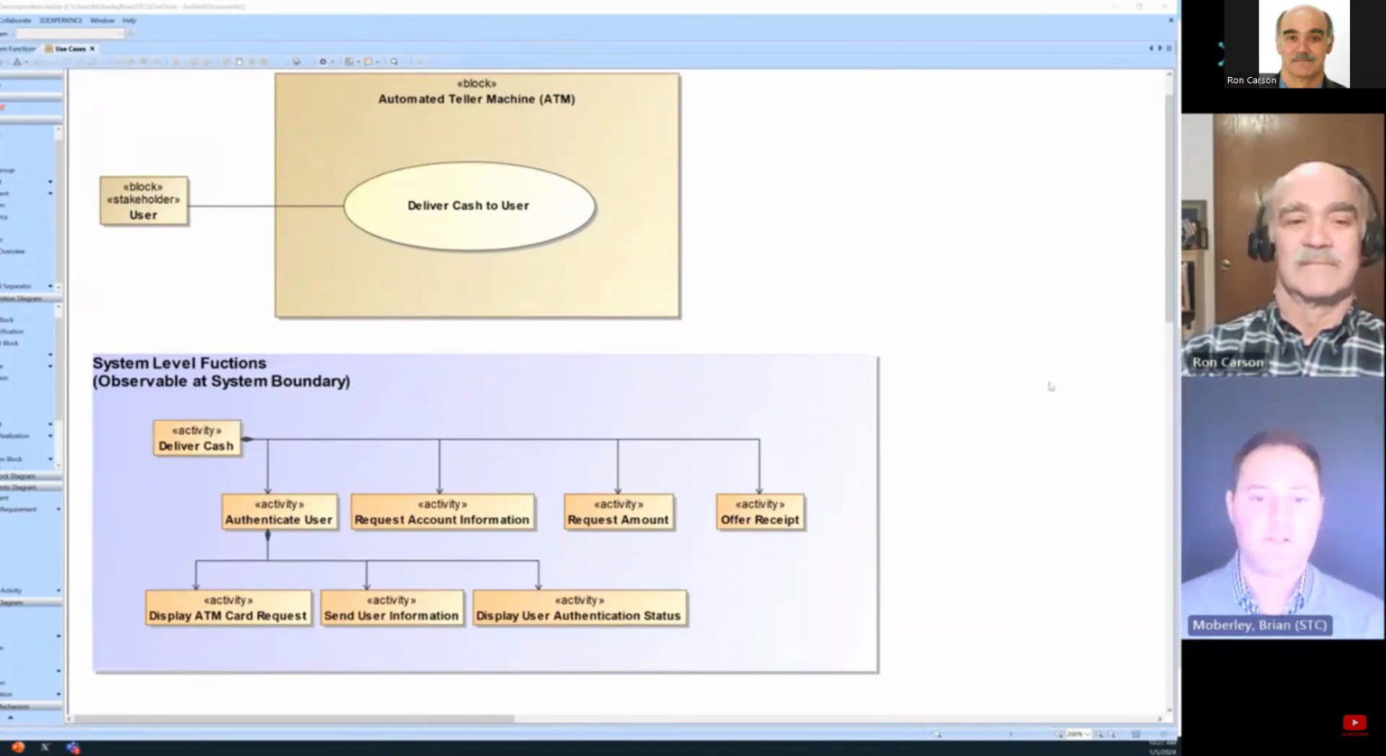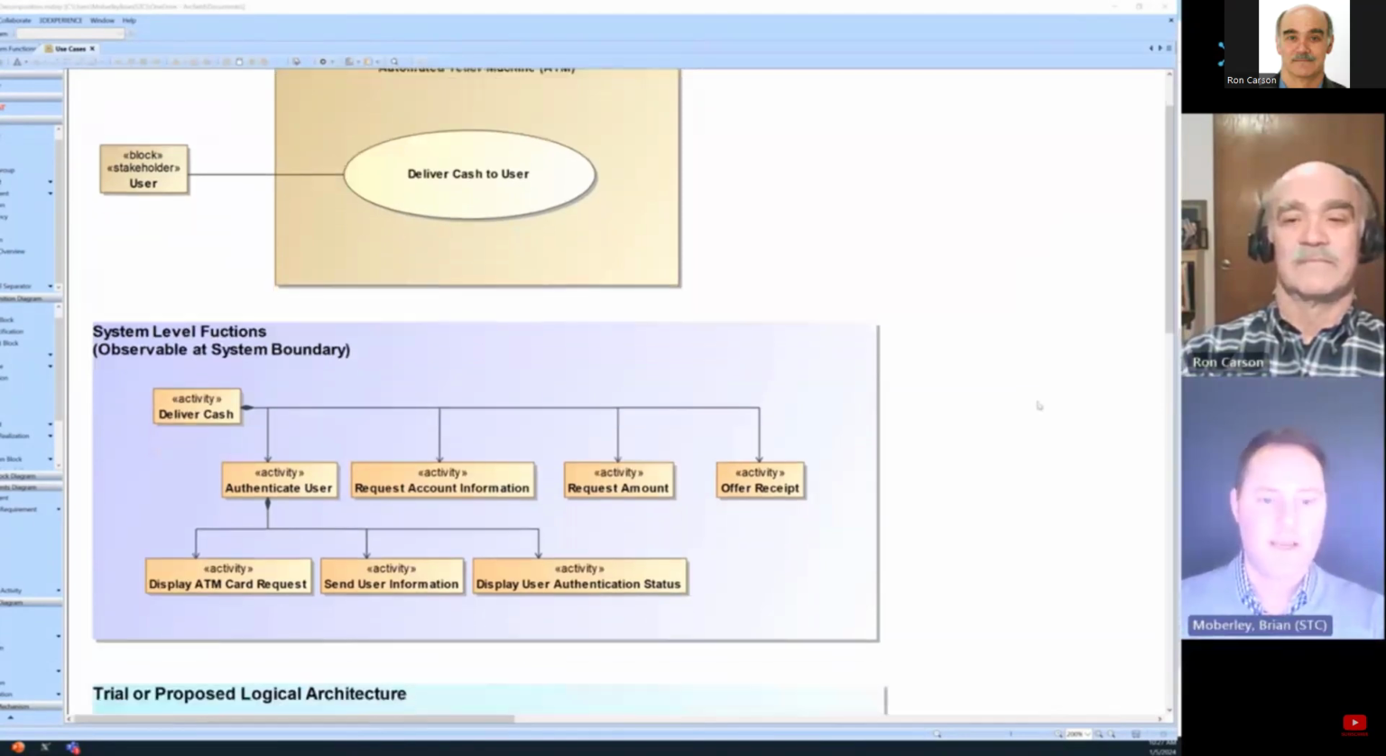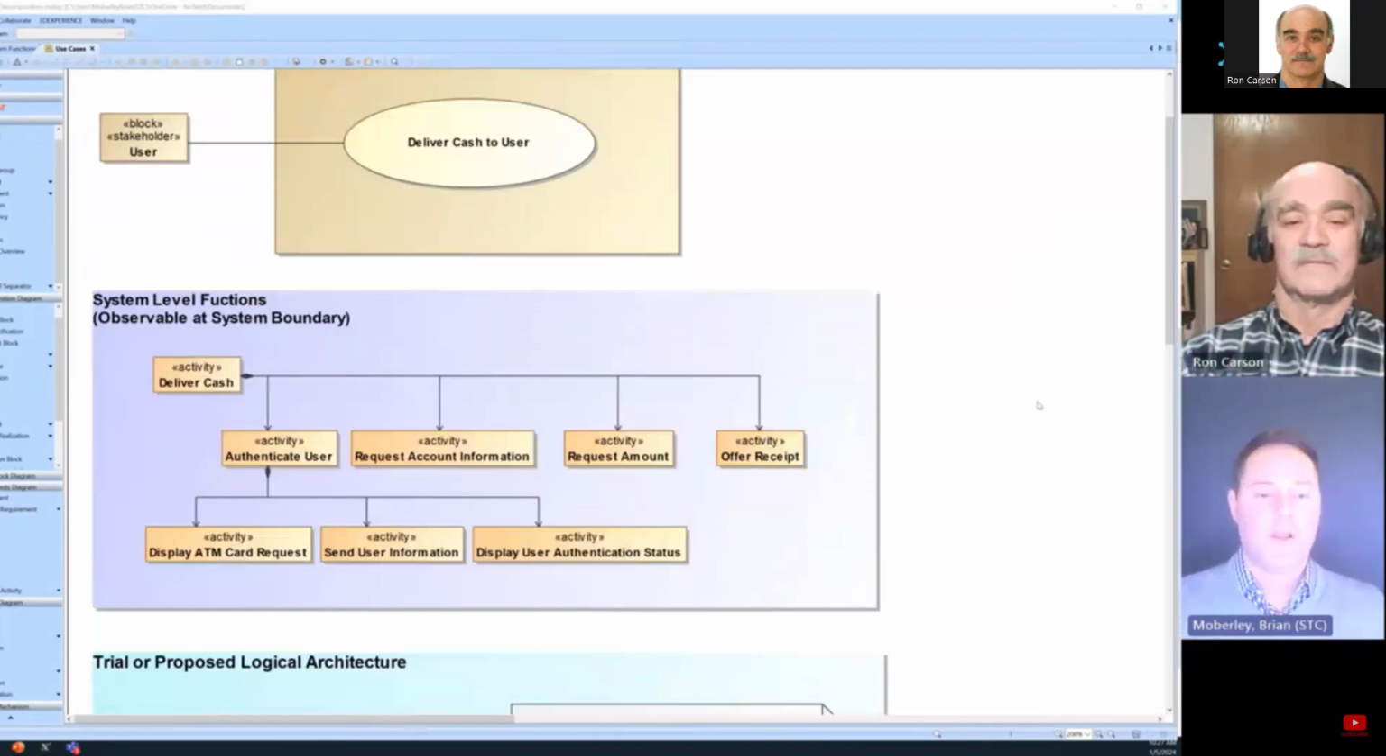And then there were functions that could be observed at that system level, such as authenticate user, request account information, request amount, or offer receipt. And then breaking down that authenticate user, there is also display ATM card request, send user information, and display user authentication status.